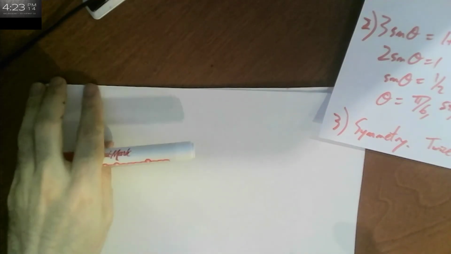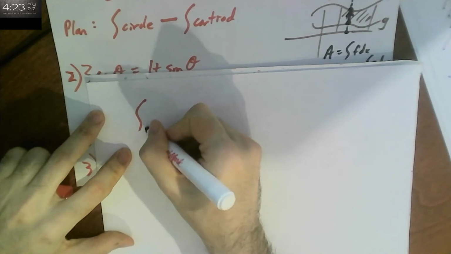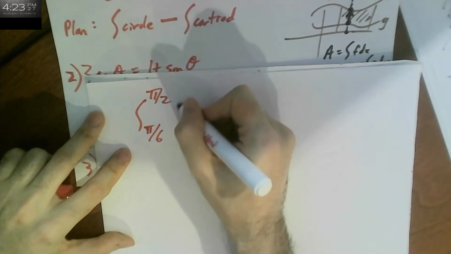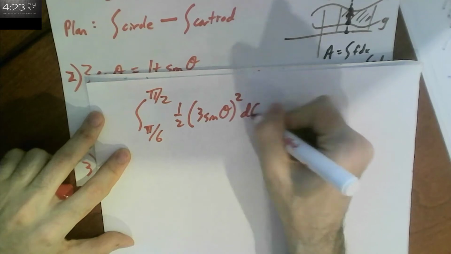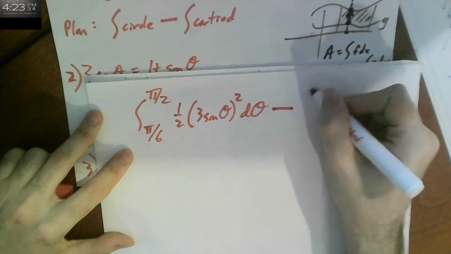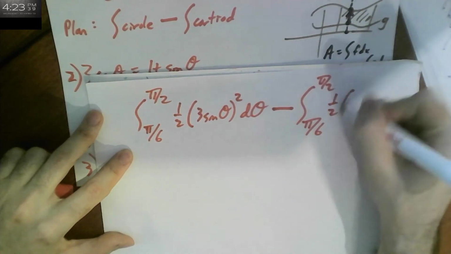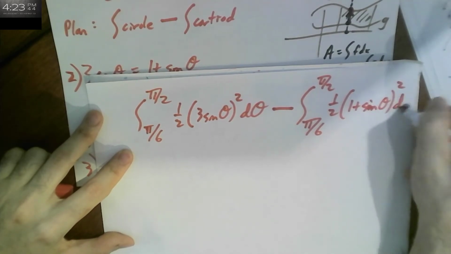So with this in mind, let's set this up. Let's actually do it. We know our bounds. We know our plan, so we can set up the rest. I have an integral from pi over 6 until pi over 2 of 1/2 times the circle radius squared d theta, and I'll subtract from that the integral from pi over 6 to pi over 2 of 1/2 times the cardioid radius squared d theta.